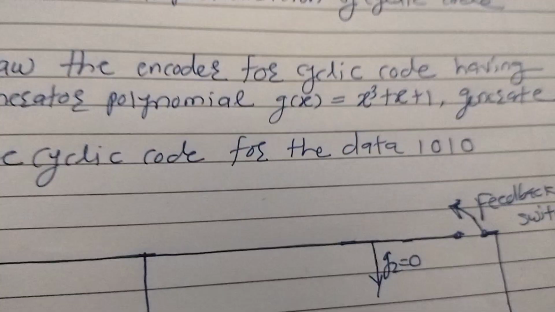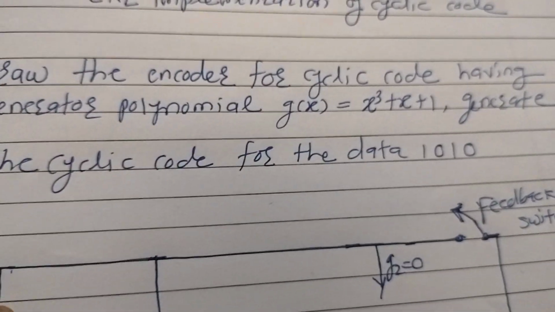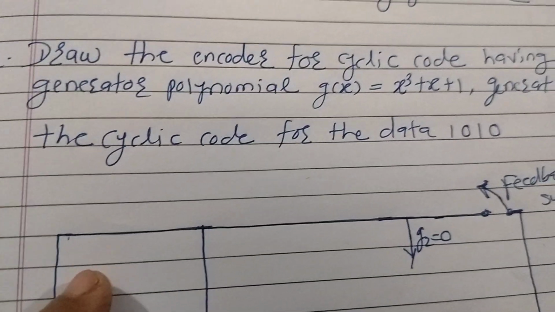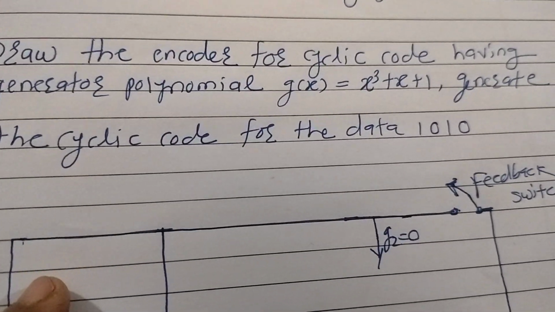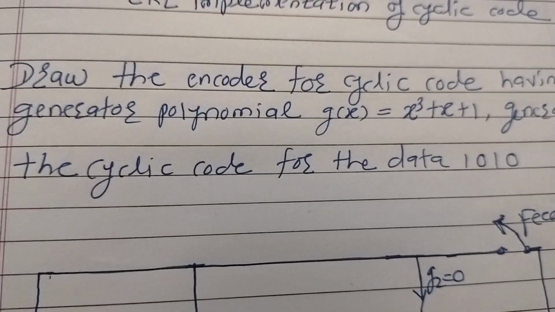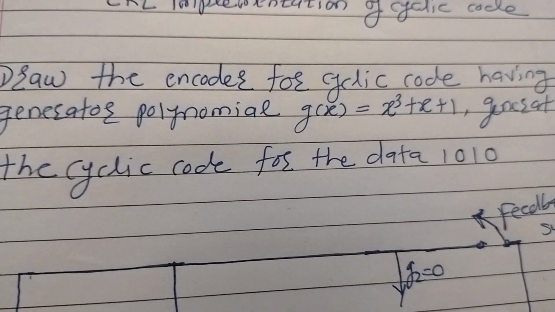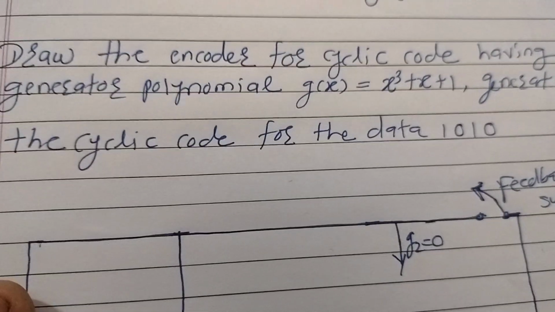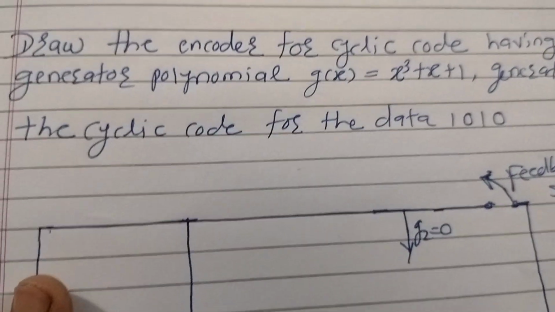So g(x) is x cube plus x plus 1. Then generate the cyclic code for the data 1010. First you have to draw the encoder diagram. So this is your encoder diagram.